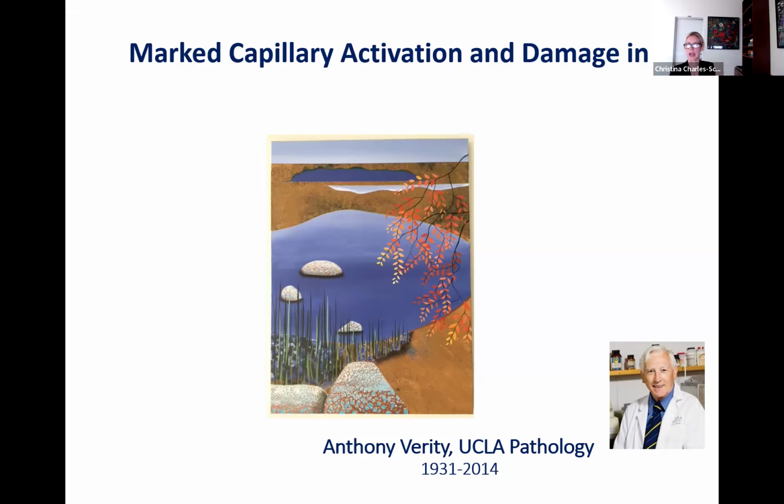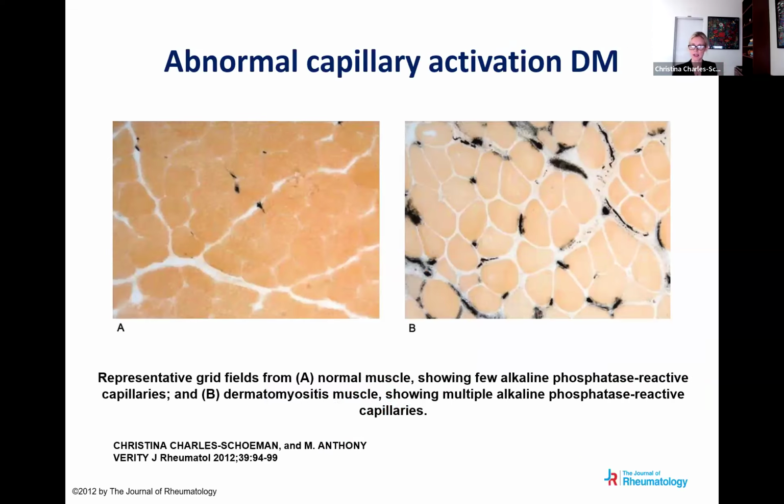That's a side point. But Tony and I spent a lot of time looking at muscle biopsies. This is some data from what we found in dermatomyositis, and it's a stain called alkaline phosphatase. We're not going to get into that because we want to keep moving forward, but this is normal muscle in panel A, and the black is just a couple of capillaries that are lighting up for this alk phos. And then in panel B, dermatomyositis, and you see all these activated capillaries.